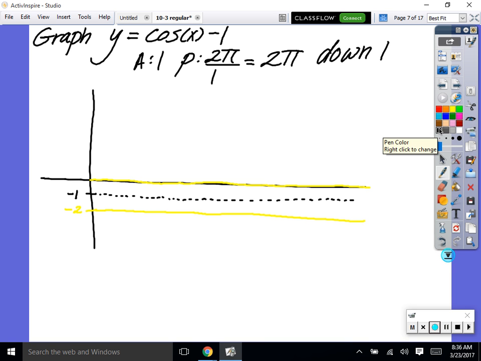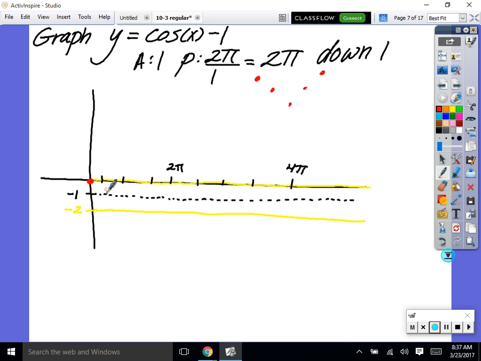My period's 2 pi, so I'll go over 1, 2, 3, 4 tick marks, that's 2 pi. 1, 2, 3, 4 tick marks, 4 pi. We would fill in the rest of the x-axis, which I'm not going to take the time to do, because you can fill that in. Now cosine starts at the max, 0, min, 0, max. So we'd go right here. Here is my new origin. So then it would start at the max, correct? Max.